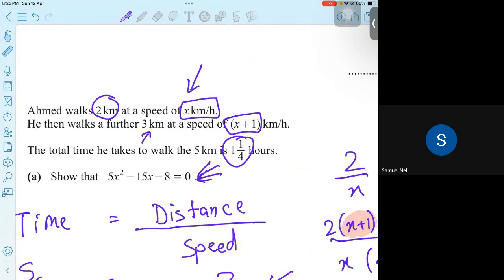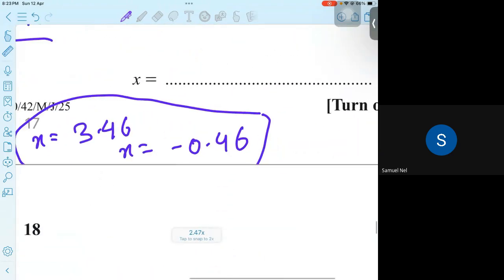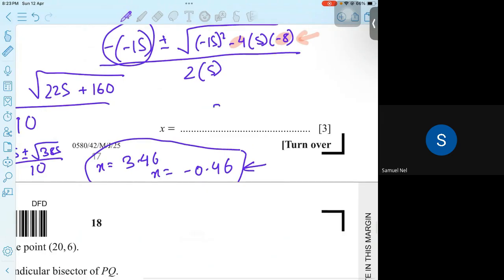If you have physics and you've learned what different types of quantities are, you should know that speed does not have a negative sign. Velocity has a negative sign. Speed does not have a negative sign. Speed only has a magnitude. So since speed does not have a direction, speed cannot be a negative value. My only answer has to be 3.46 only.